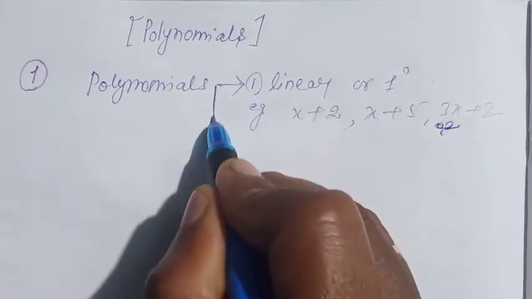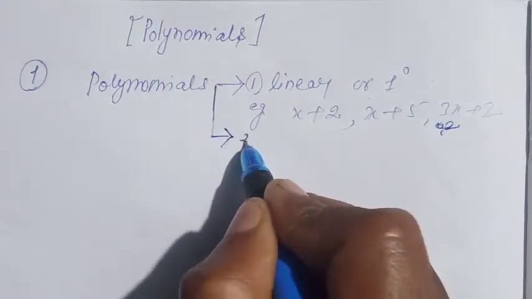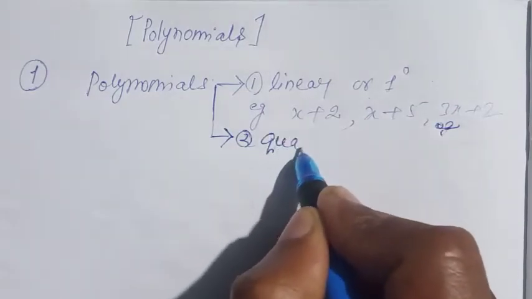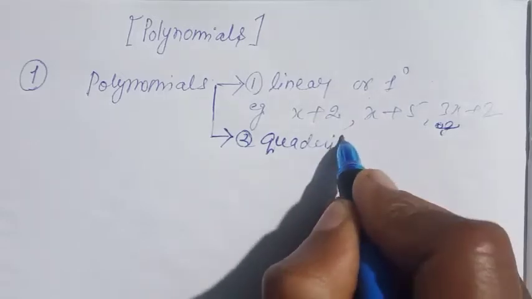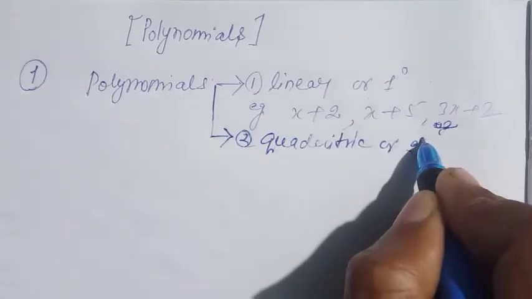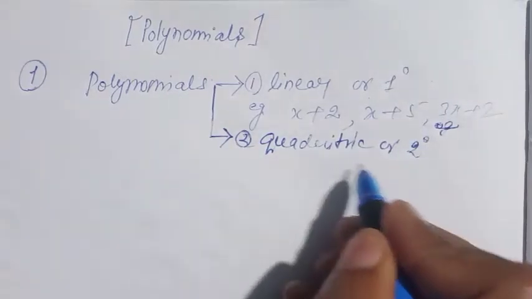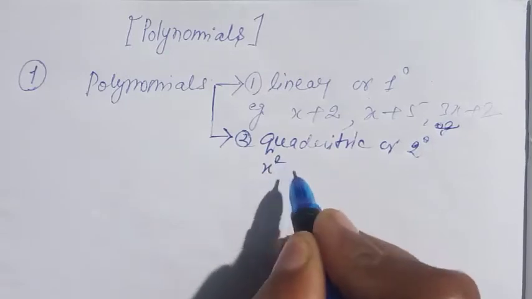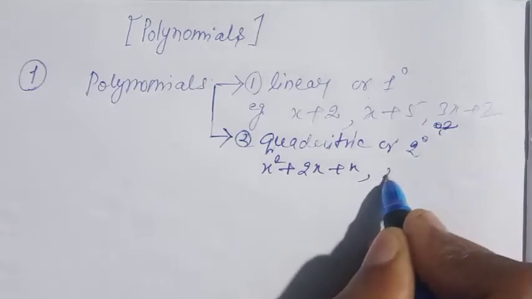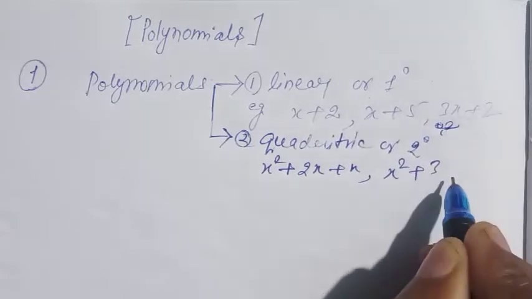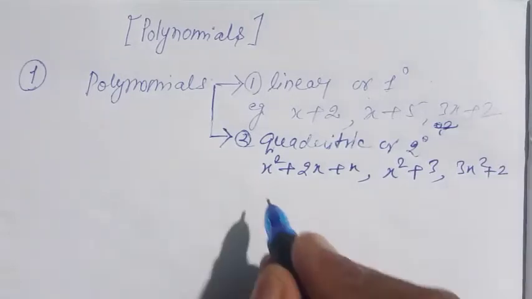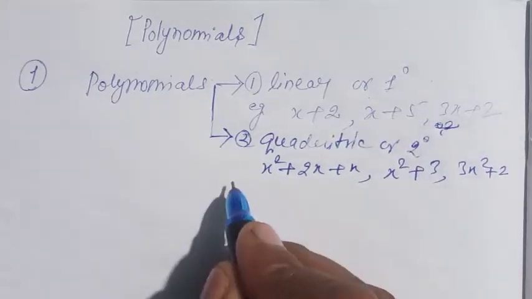Number 2 is 2 degree, or you say quadratic. 2 degree example is what? x square plus 2x plus 1, or you can say x square plus 3, or you can say 3x square plus 2. These are the examples of quadratic, that is 2 degree equation.